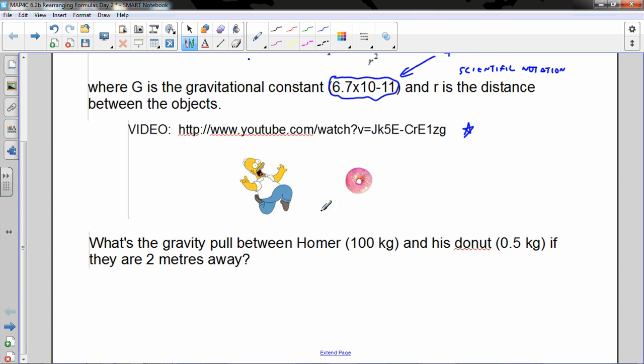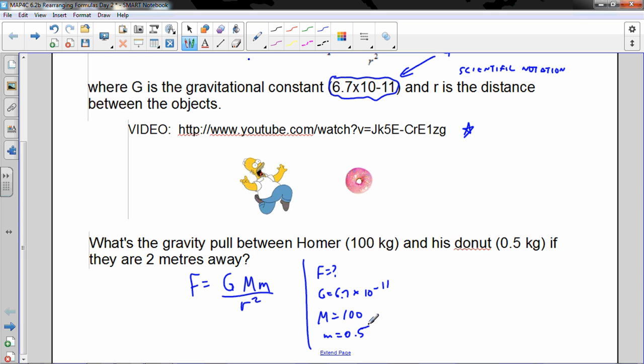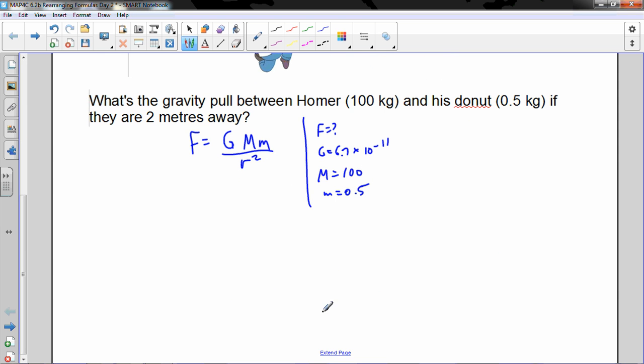The question is, what's the gravity pull between Homer and his donut if they're 2 meters away? Well, what are we going to do here? I'm going to figure out how much gravity there is between Homer and his donut. There's the formula. The force is what I want to find. The gravitational constant is that number, and I'll help you put that into your calculator in a second. One of the masses is Homer. The other is his donuts. Notice that those are both in kilograms. And the distance between them is 2 meters.